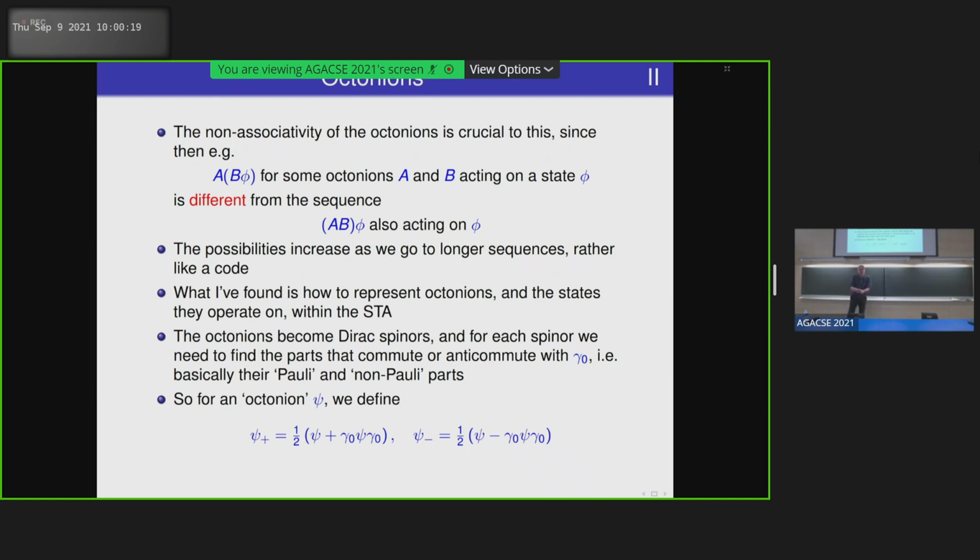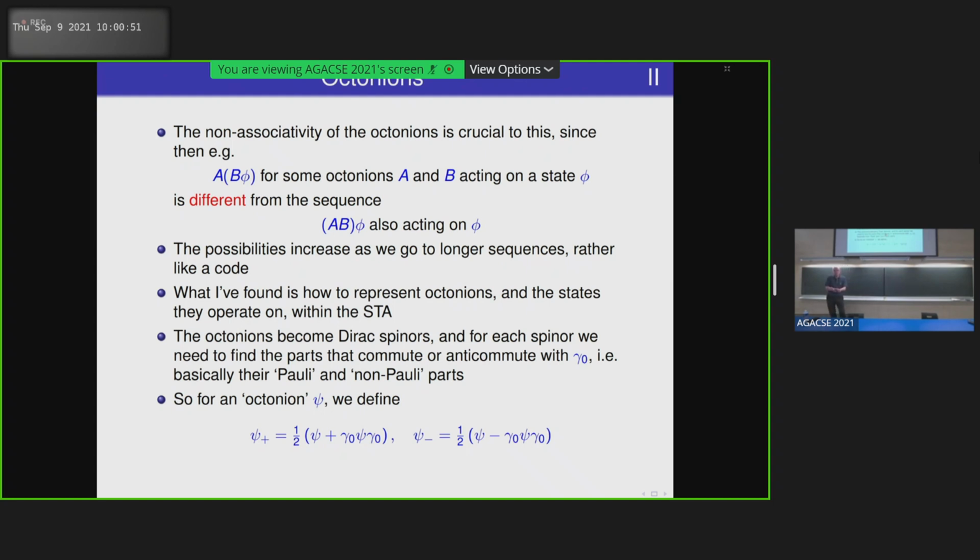And why is this interesting? It is because you can store up an awful lot of information by forming sequences of multiplications to either the left or right of the object. The lack of associativity means that you get a lot more information encoded in that, something like a code, than you could ever have for an associative product. And the possibilities obviously increase greatly as you go to long sequences. And what I found recently is how to represent octonions and the states they operate on entirely within the STA.